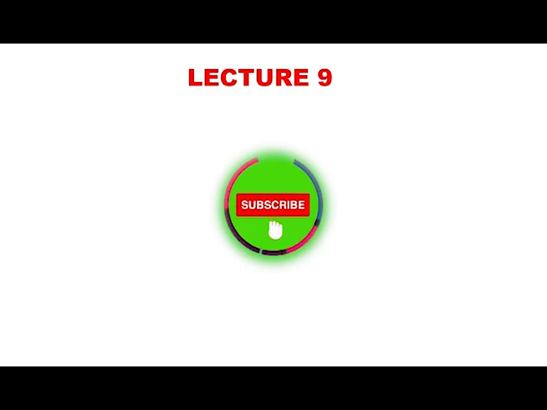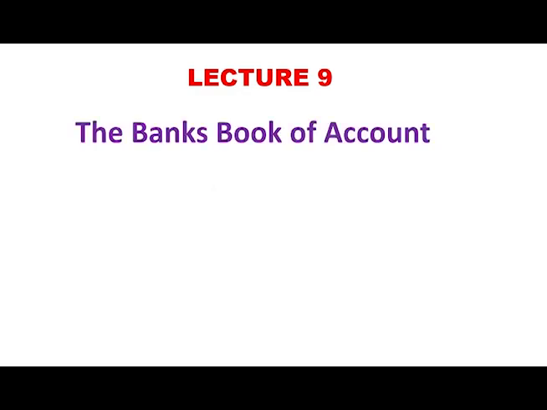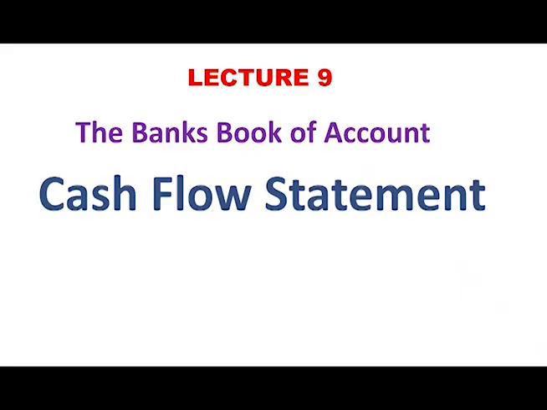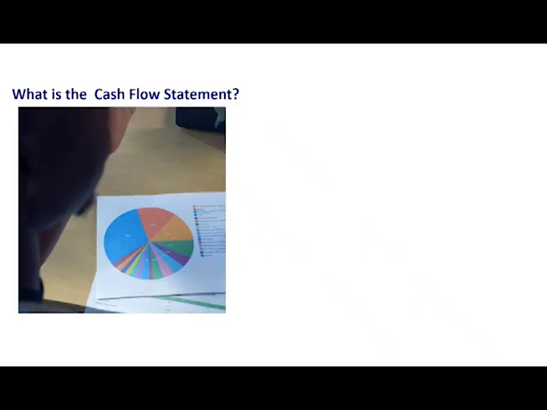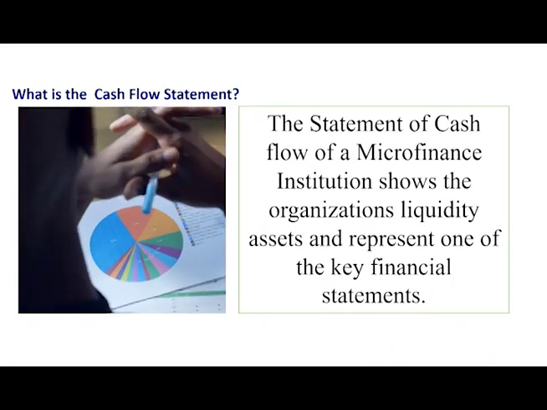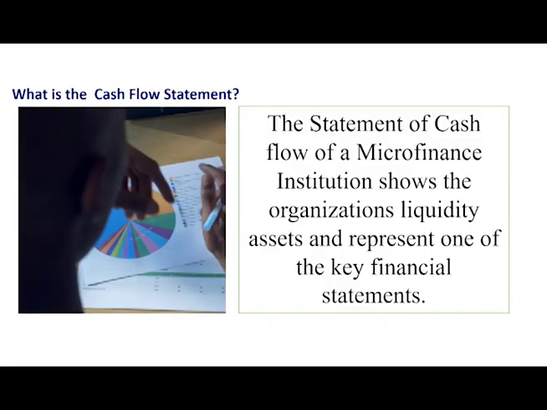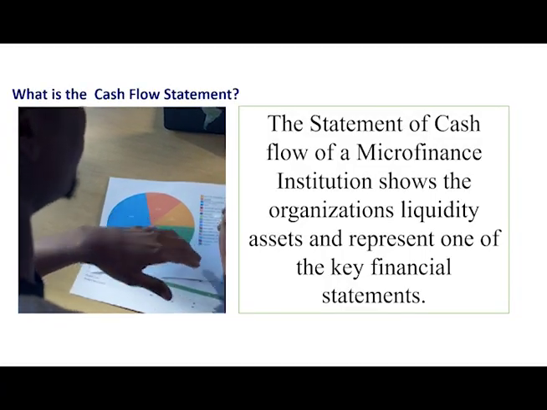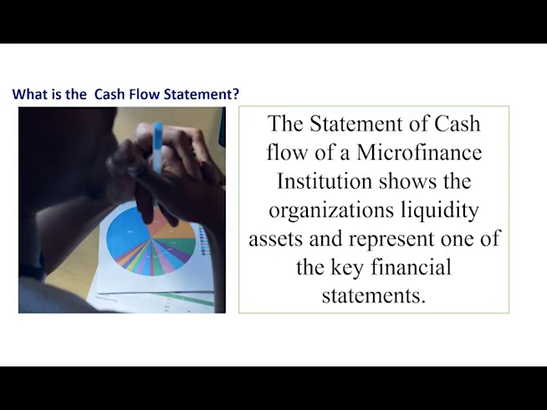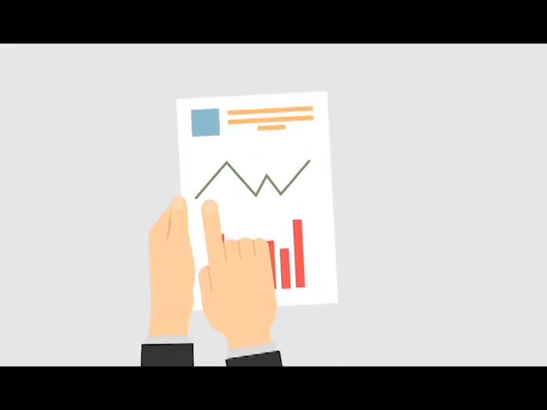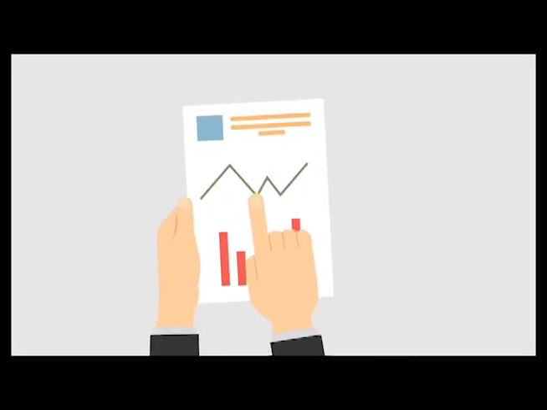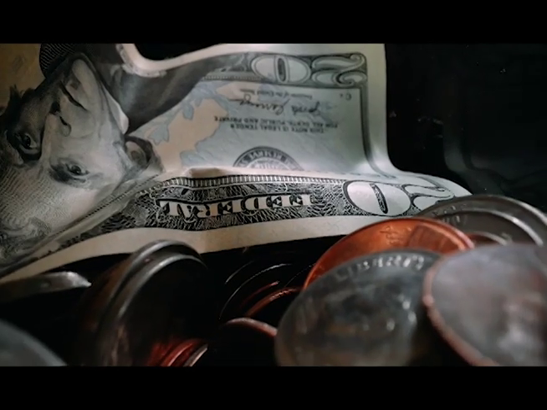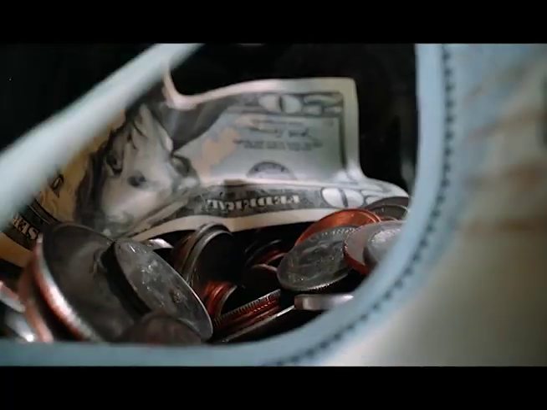On this final note, we will be discussing another important short topic which focuses on the bank's book of accounts. This is the statement of cash flow, or a cash flow statement. Now, what is a statement of cash flow? The statement of cash flow of an MFI shows the organization's liquidity assets and represents one of the key financial statements. Acting as a bridge between the statement of financial position and the income statement, it identifies the inflow and outflow of funds of an MFI and the application of fund usage over a period of time. It also analyzes how cash is generated and utilized over a particular period of time.